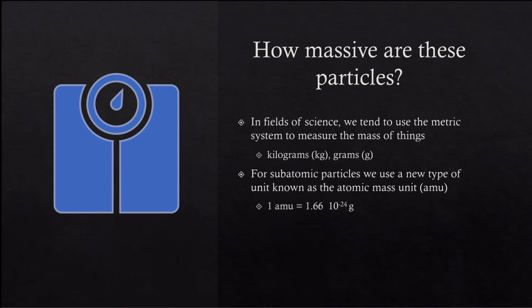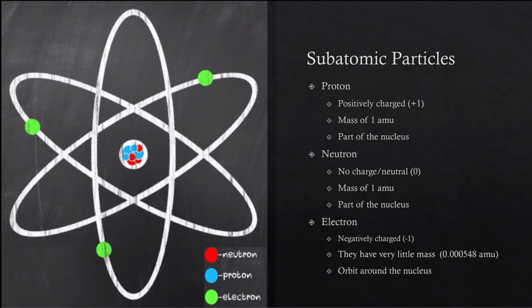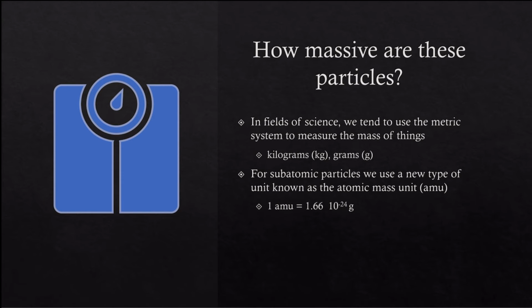And this is all centered around the AMU. Normally when we think about units for measuring masses, we think about things like the kilogram, the gram, the pound. But in fields of science, we standardize and use the metric system, so we're going to be using kilograms, grams, milligrams, things of this nature. But for subatomic particles, so anything on this list here, we're going to be using the AMU.